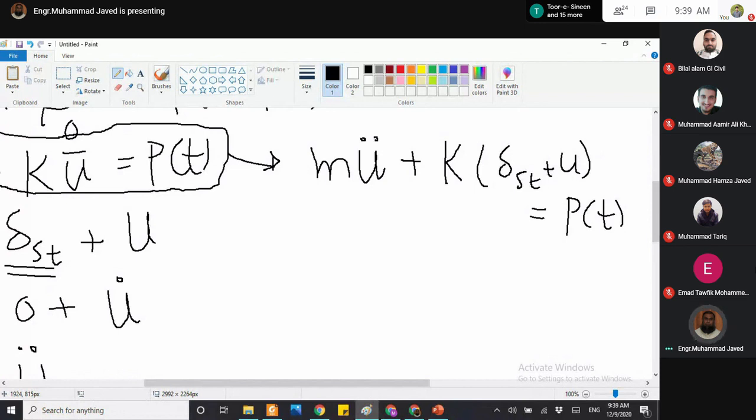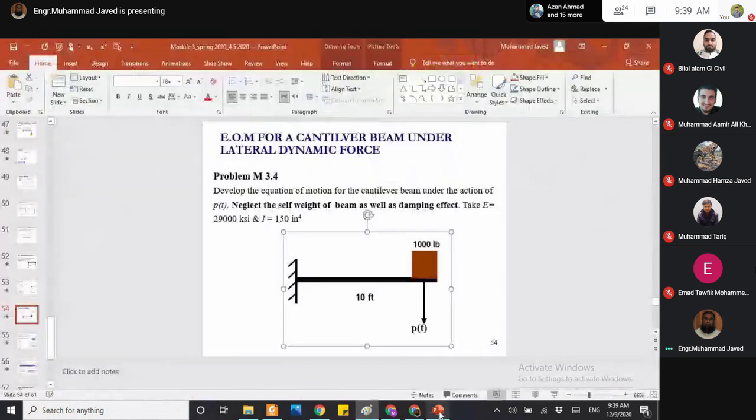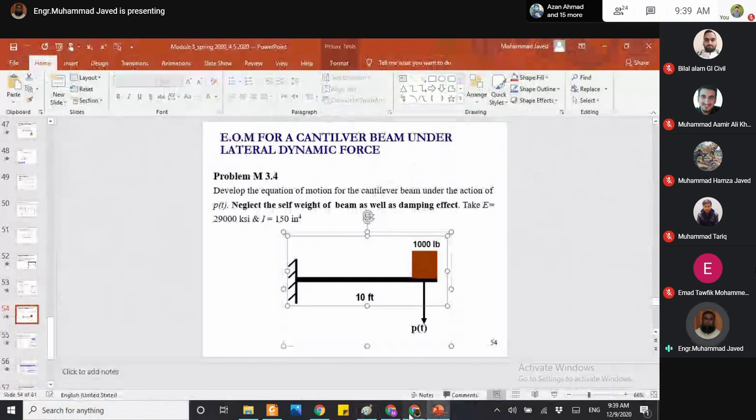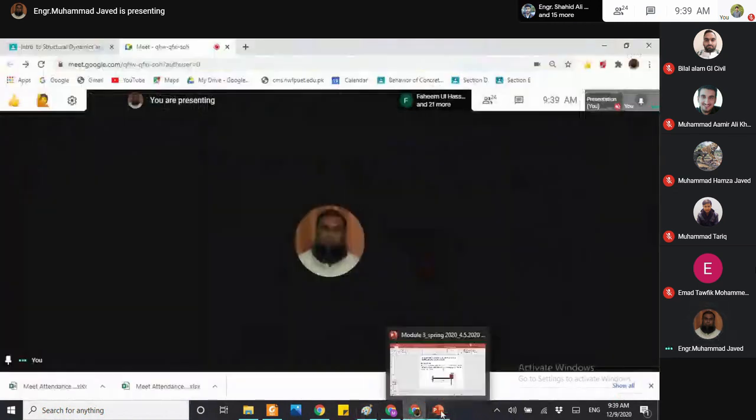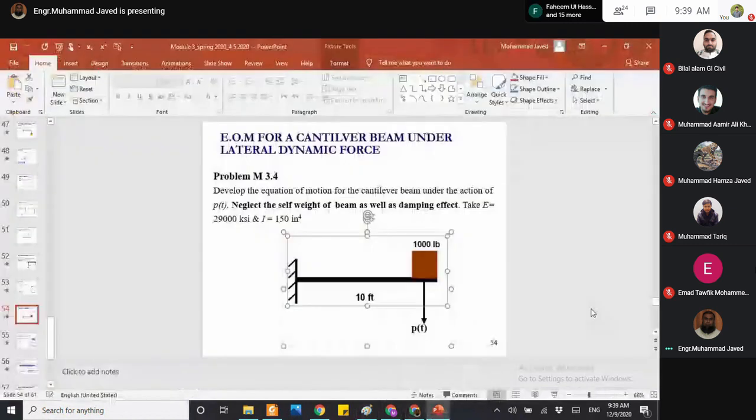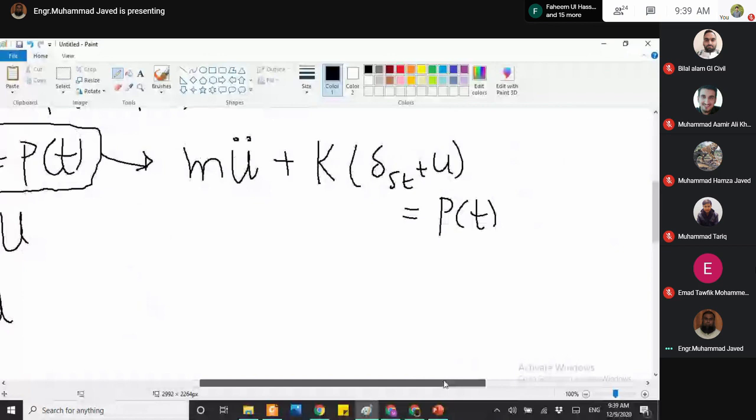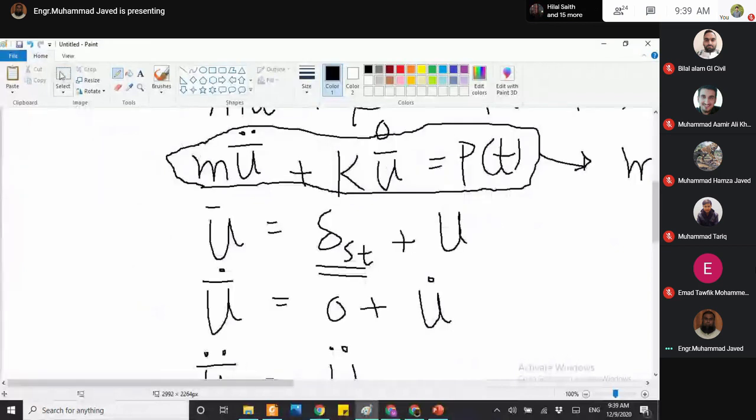Now we made a mistake. In this case, if I draw the free body diagram, the equation of motion will not be like this.